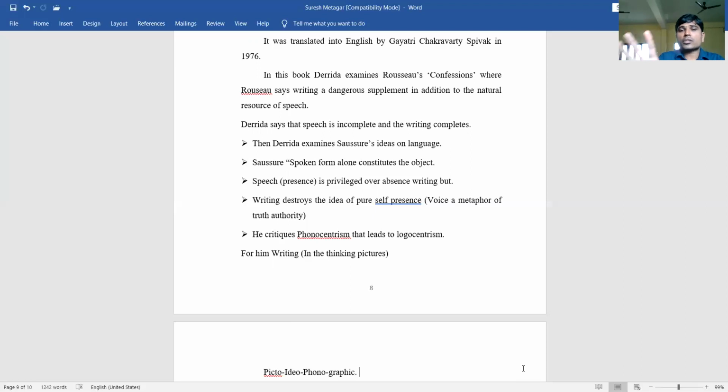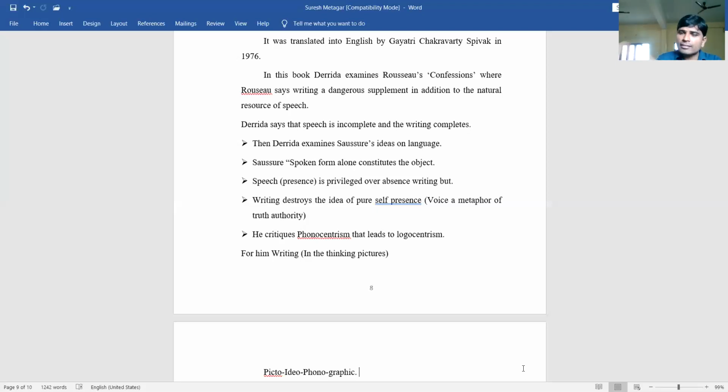According to Saussure, speech, that is presence, speech being present before us, is privileged over the absence of writing. Most writers give first preference to speech over writing. Speech is considered presence because it is there before us. Writing is not there before us. So what Derrida says is, writing destroys the idea of a pure self-presence. Pure self-presence means the presence of voice, speech, truth, authority. Someone is speaking, I listen to him and I accept that, or it is considered the authority. But writing destroys that authority. Writing destroys that pure presence.